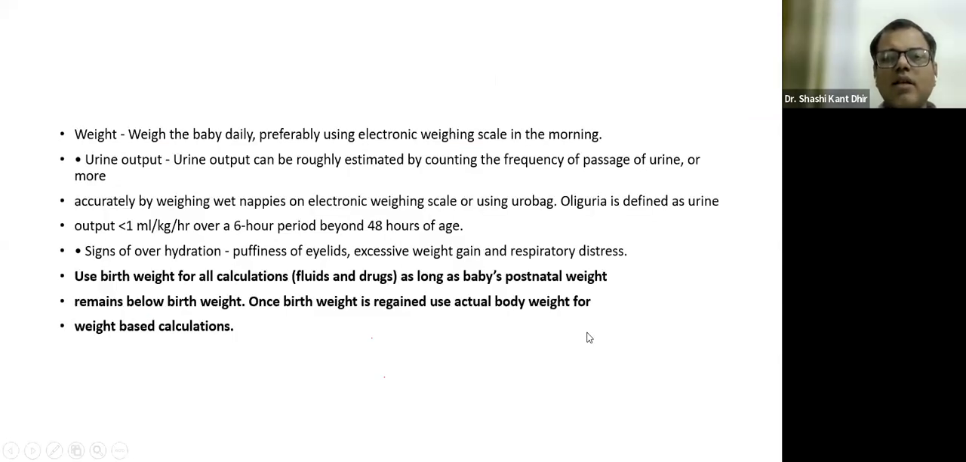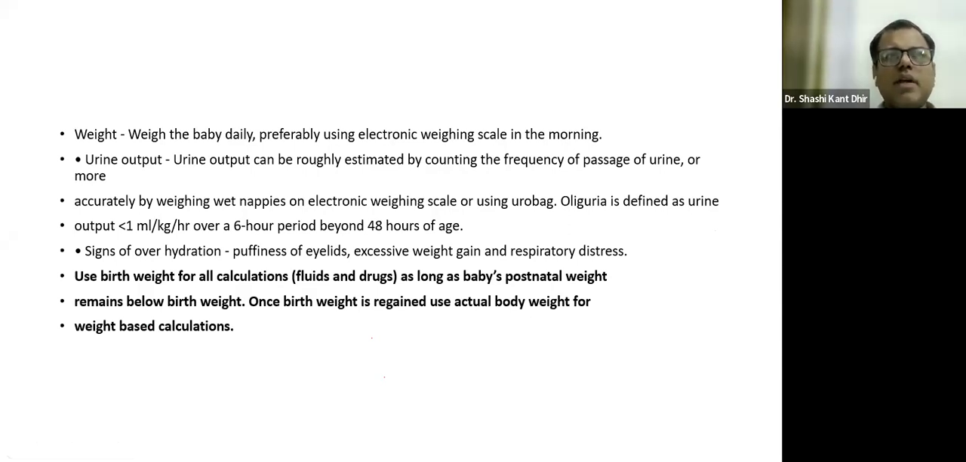We also weigh the baby daily using the appropriate weighing scale. Urine output, yes, we should monitor, but we should not put a catheter routinely. The nappy weight is fine, the number of times of passage of urine is fine. So weighing of wet nappies is fine. Then signs of overhydration are also important. If there is edema, if there is excessive weight gain, if the baby has started having respiratory distress, then we should be cautious.